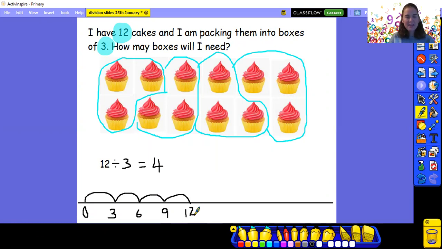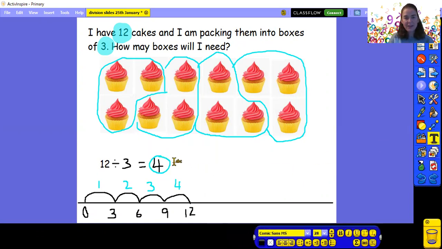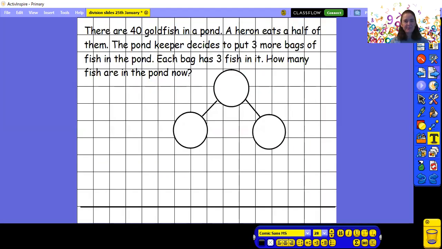Fantastic job. So let's count how many lots of 3 we had. We've got 1 lot of 3, 2 lots of 3, 3 lots of 3, 4 lots of 3. And our answer is 4. 4 what though? We need to make sure we write what the actual answer is. 4 boxes. Well done. Okay, let's have a look at the next one.